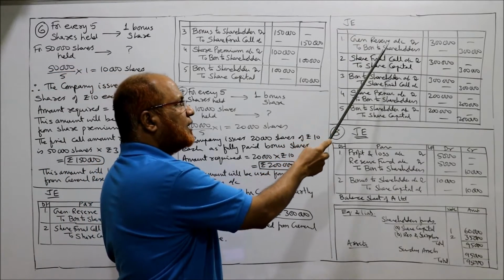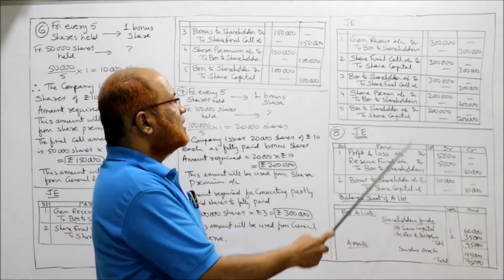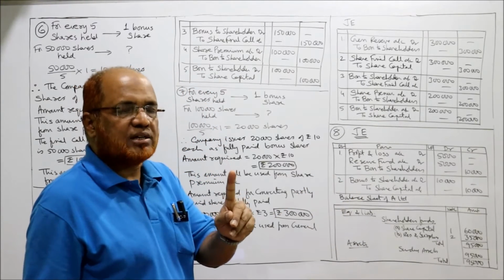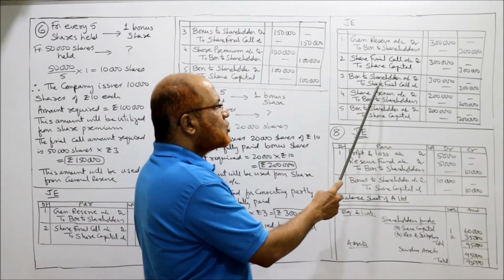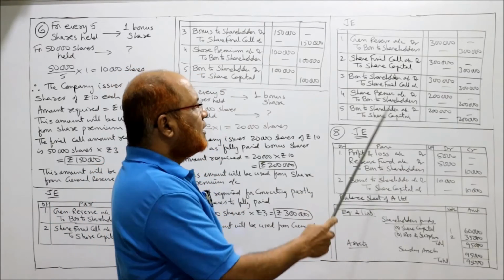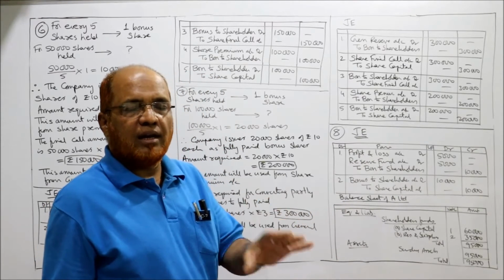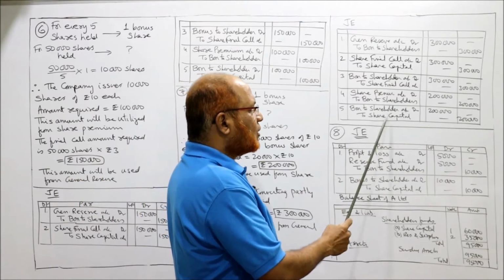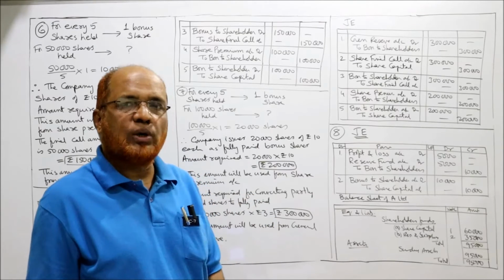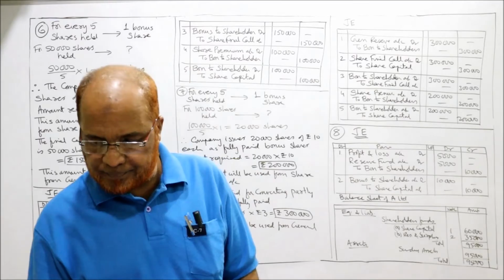Entries. First entry, general reserve account to bonus to shareholders, being the amount withdrawn from general reserve for declaring bonus. Share final call account to share capital, being the final call money due on 1 lakh shares at rupees 3 each. Bonus to shareholders account to share final call, being the final call money adjusted from bonus. Then share premium account to bonus to shareholders, amount withdrawn from share premium for declaring bonus shares. Then bonus to shareholders account to share capital, being 20,000 equity shares of rupees 10 each issued as fully paid bonus shares. That's it. Now we'll come to the 8th problem.